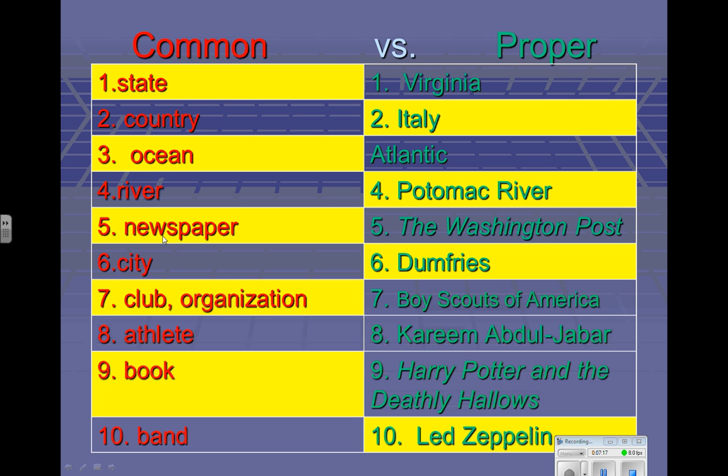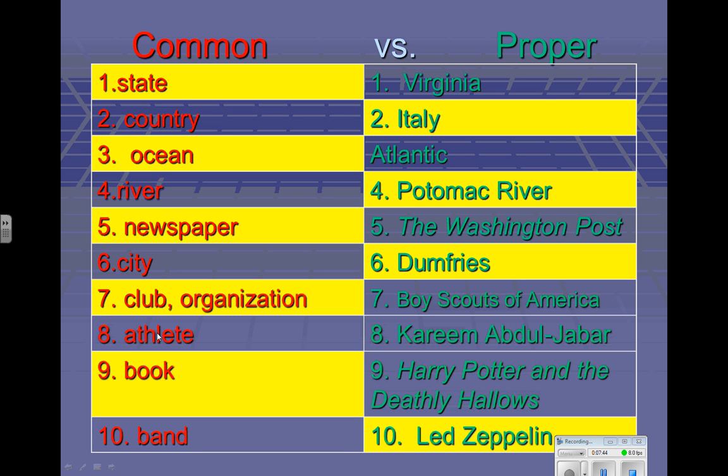Number 5, I put newspaper for the Washington Post. For number 6, city is Dumfries. For number 7, this was probably one of the more difficult ones on here. You were given Boy Scouts of America, correct? And then you had to ask yourself, well, what is it? What would be a more general term for that? You might have come up with group. I came up with club. You might have come up with organization. All different types of choices there.